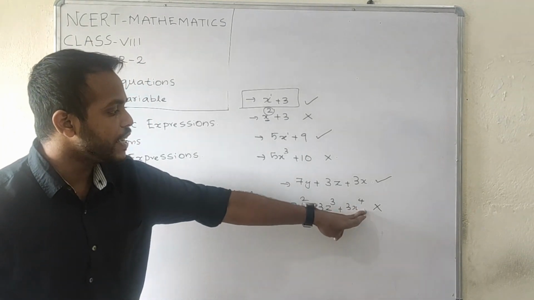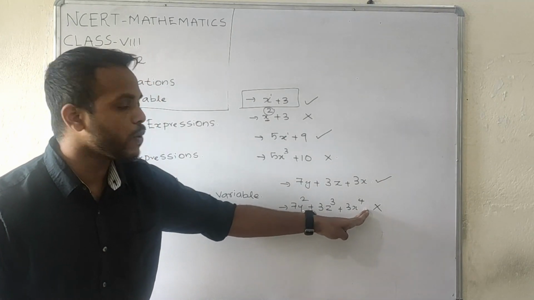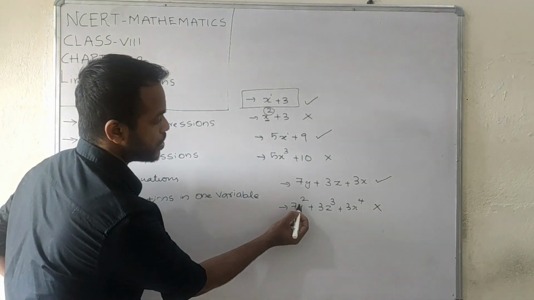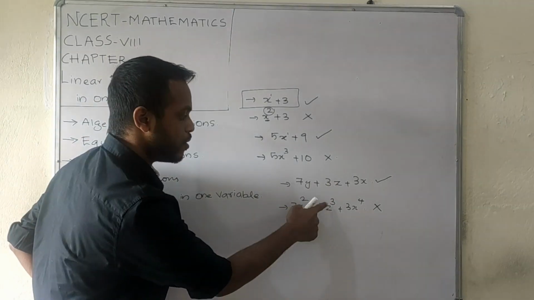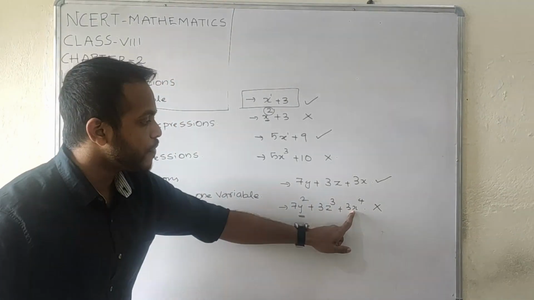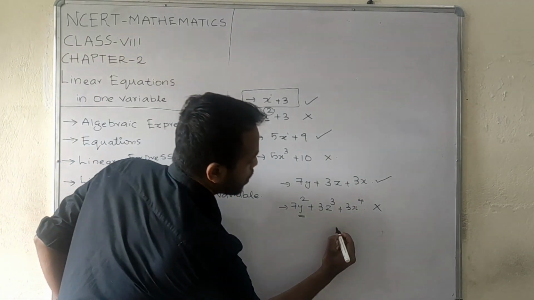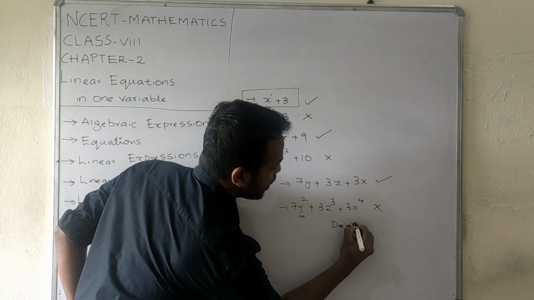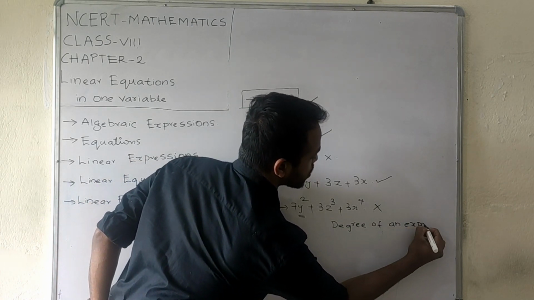Now, what is the highest power of all the variables over here? Among all the variables, which one has the highest power? Is it y? No. It's only 2. Is it z? Obviously no, it's 3. And what about the power of x? It is 4. And we learned a new term called degree of an expression.